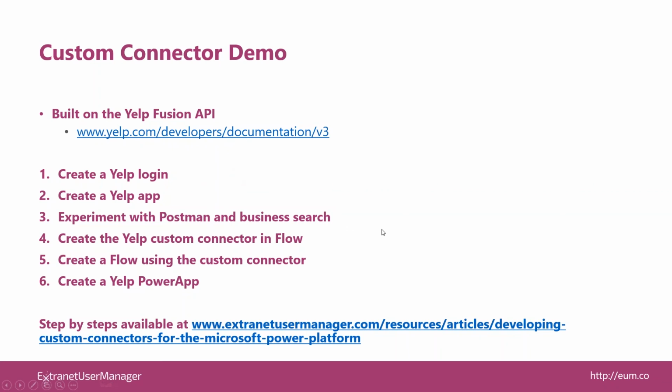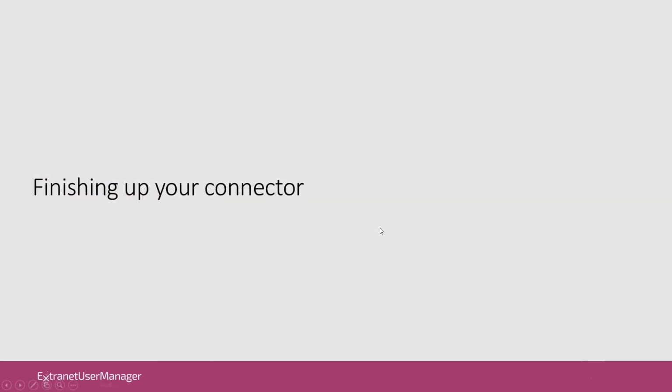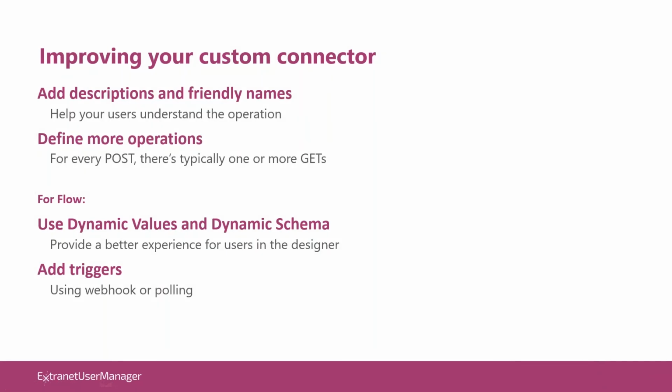Okay, so that's our demo of creating the custom connector. Some other things to think about in terms of finishing up the connector. I skipped a bunch of steps that you should probably do as you're building this. You should build proper descriptions, properly friendly names in there. Maybe there are more operations that you need to define. We only did two for the Yelp example. So let's flesh that out, make sure it's well documented and well understandable by anybody.